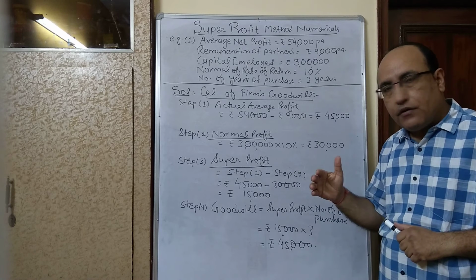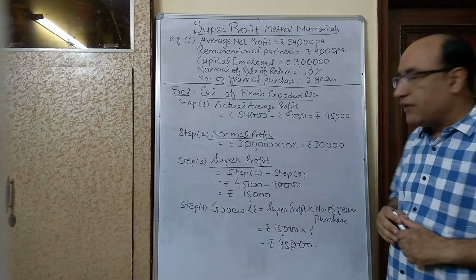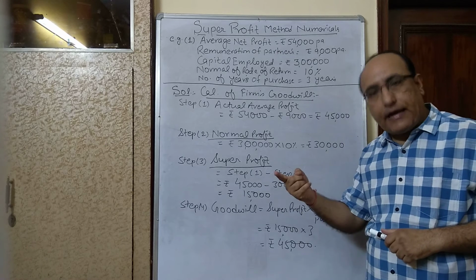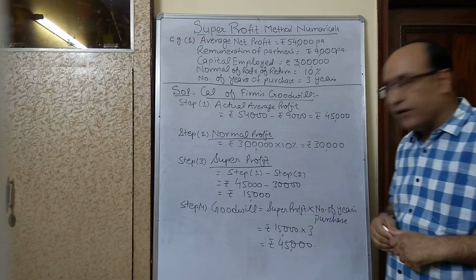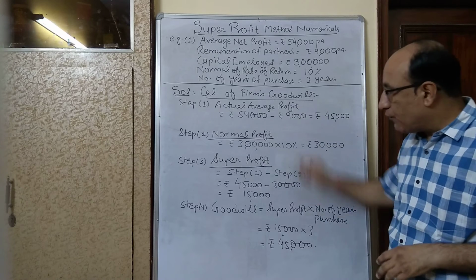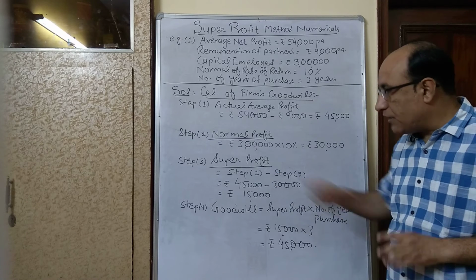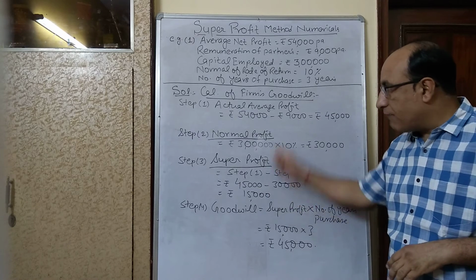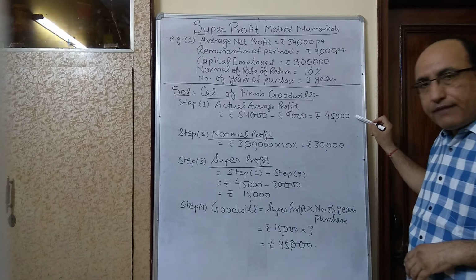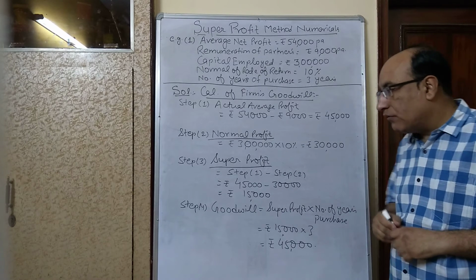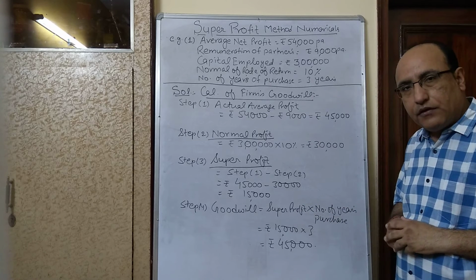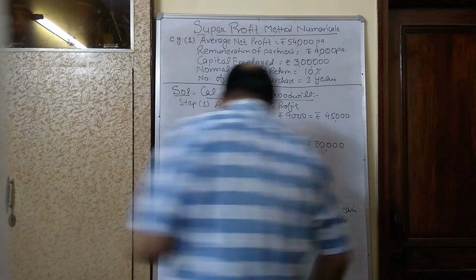It means that if you earn this expected profit, the super profit is what is over and above the actual average profit. So from the actual average profit, we have to deduct the normal profit. Step 3 will be super profit, which is step 1 minus step 2. So in step 1 our amount is 45,000 and 30,000 is the normal profit. So 15,000 is your super profit. Now we'll calculate the firm's goodwill.